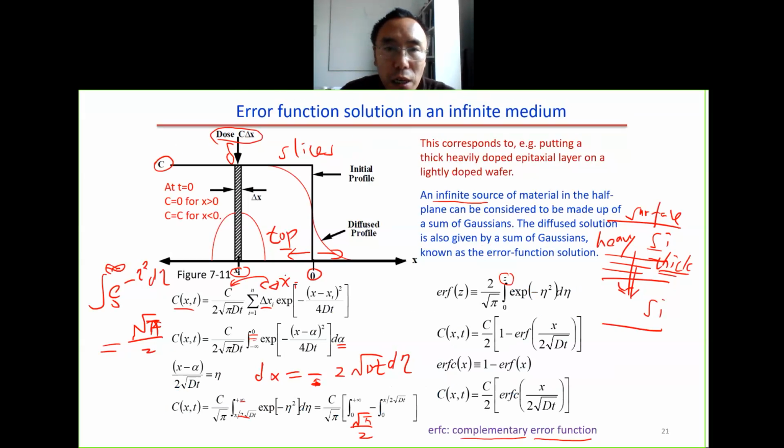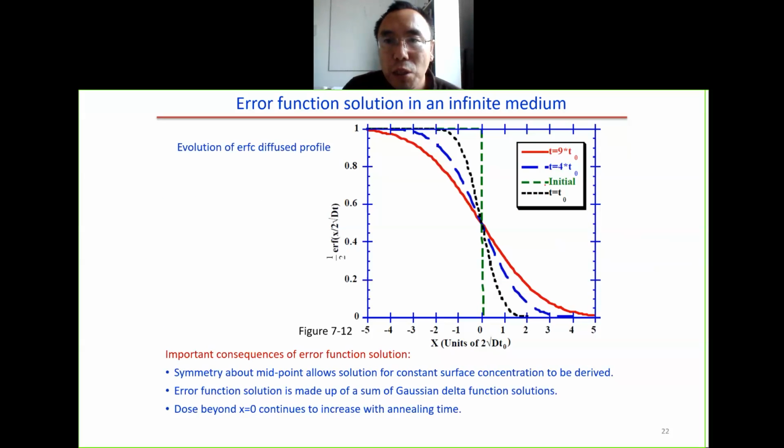So now we look at the profile here. With this one, we can draw it. Initially we have this green color here: the initial profile has top doping, bottom no doping. Then for t equal to t0 it becomes this one, for 9 t0 it becomes this one. So this is the evolution of the error function diffusion profile. We have some important consequences from the error function. First, we have symmetry about the midpoint. You can see this is the midpoint. The top part of this curve is symmetric to the bottom part of this curve.